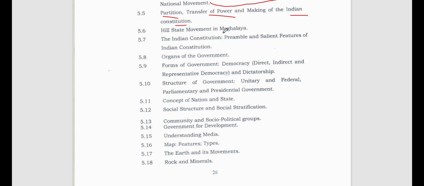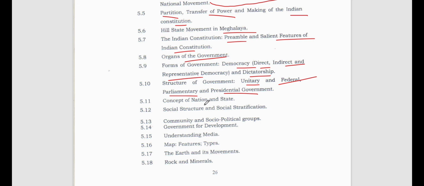Hill state movement in Meghalaya. The Indian constitution, the preamble, the salient features of the Indian constitution we should know. Organs of the government, forms of government: democratic government, direct, indirect, and representative democracy, and dictatorship. Where do we have dictatorship in the country? North Korea, right? Then even other countries we have. Please comment. Structure of government: unitary and federal structures, parliamentary structures, and presidential government.